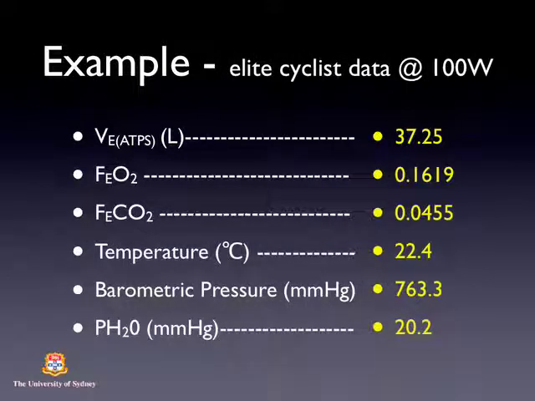So here's some example data from an elite cyclist cycling at 100 watts. Now this is the exact sort of data you would have been collecting in your prac classes so far. So let's use this data and work through an example, sample metabolic equation 1 in your handout.